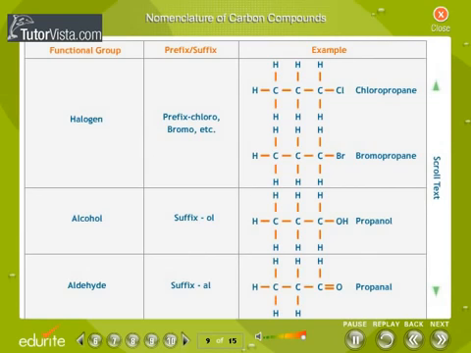Nomenclature of carbon compounds. The names of compounds in a homologous series are based on the name of the basic carbon chain, modified by a prefix or suffix indicating the nature of the functional group.